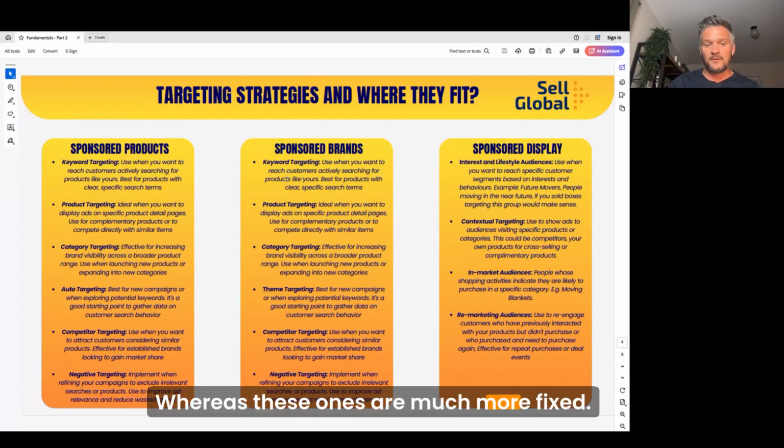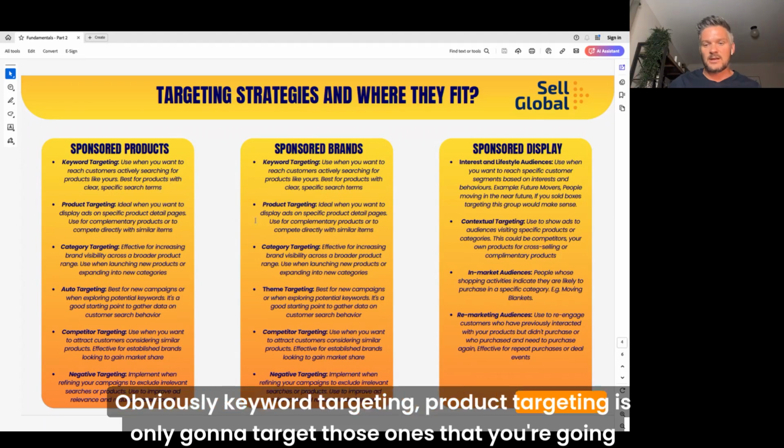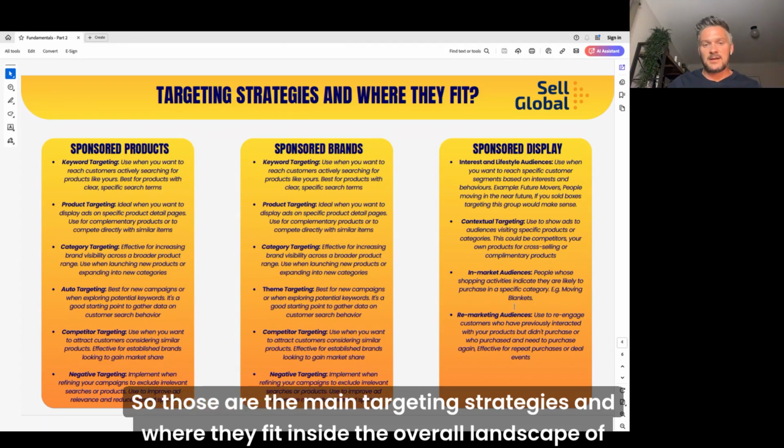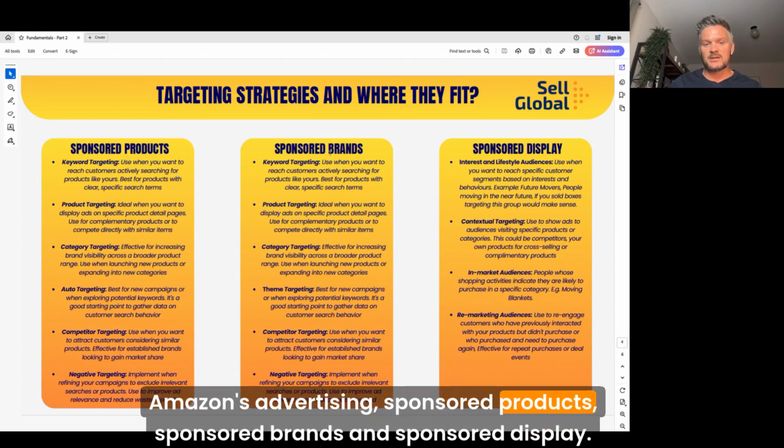Whereas these ones are much more fixed. Obviously, keyword targeting, product targeting, it is only going to target those ones that you're going after. So those are the main targeting strategies and where they fit inside the overall landscape of Amazon's advertising: sponsored products, sponsored brands, and sponsored display.